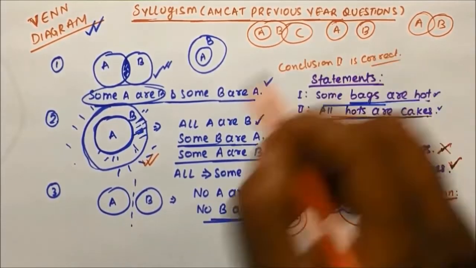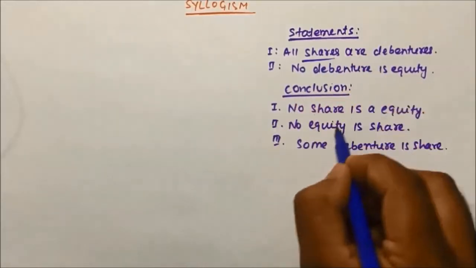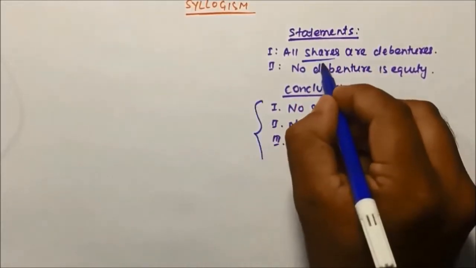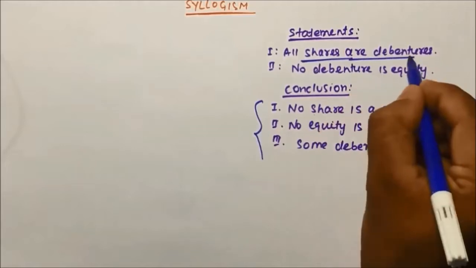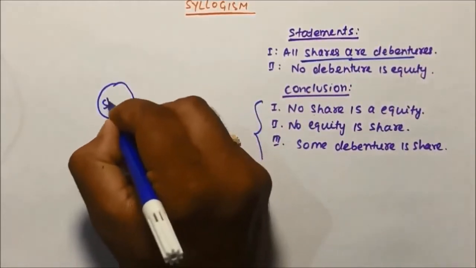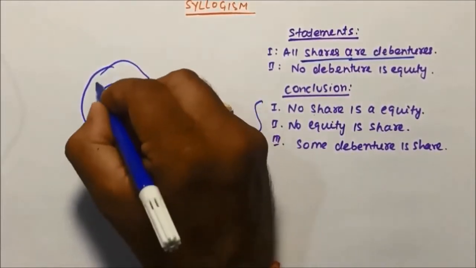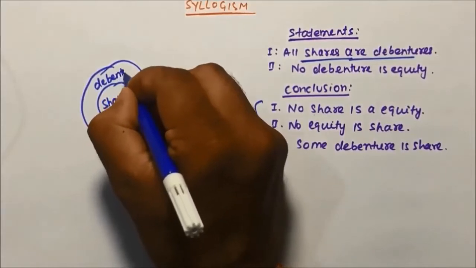Okay, now let's move to question number 2. Question number 2 has two statements and three conclusions. So let's draw the Venn diagram for the statement: all shares are debentures. Now see, all shares are inside the debentures. They are only telling in the statement all shares are debentures, so all shares will be inside debentures, right?